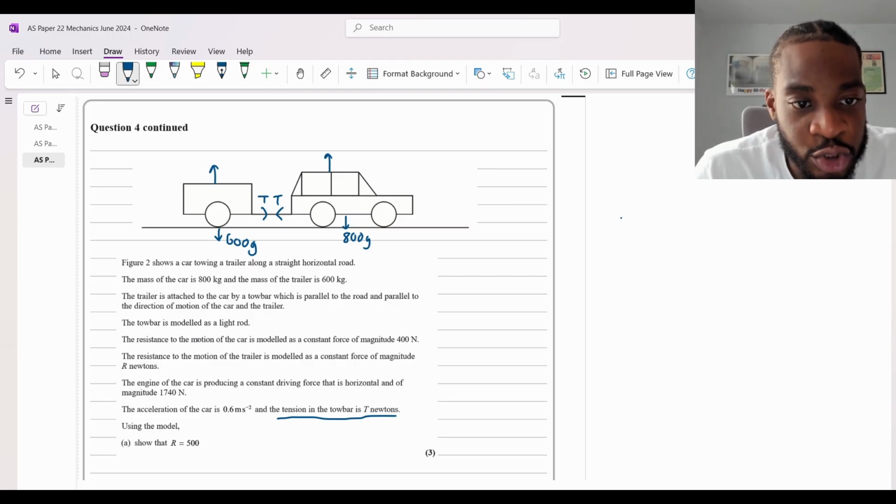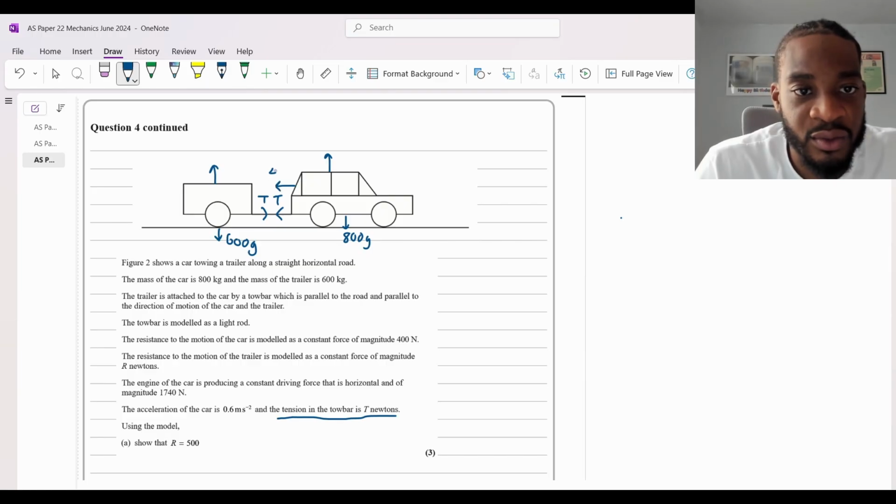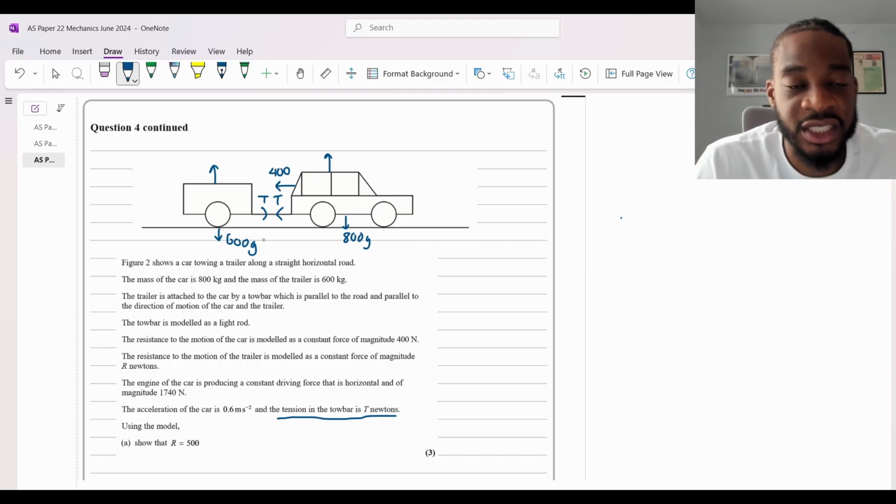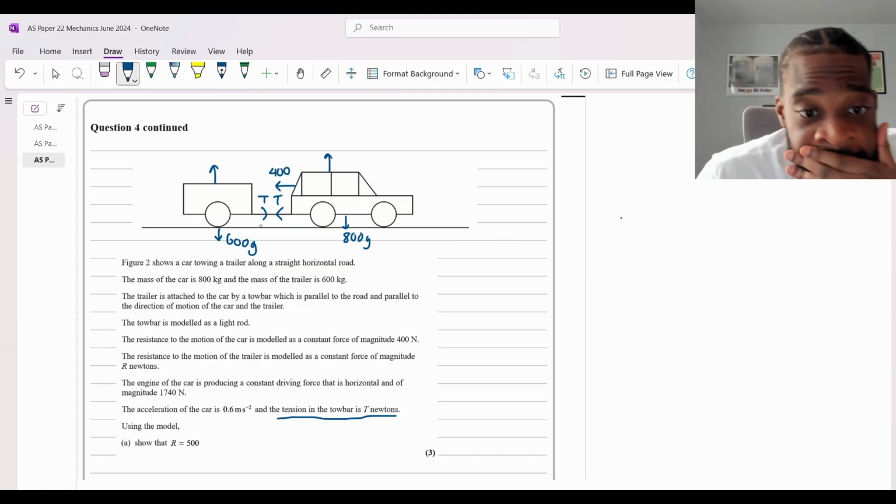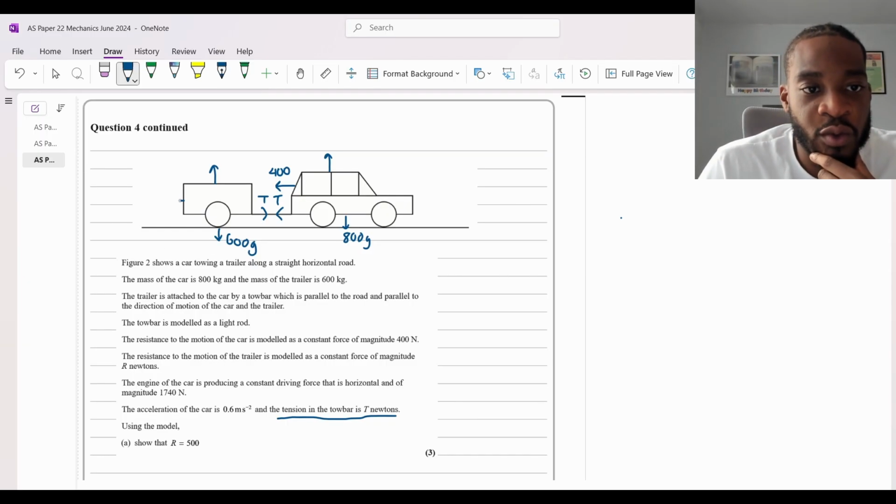Now, smooth road. There's nothing about friction. The resistance to the motion of the car is modeled as a constant force of 400 newtons. So we're going to have a 400 newtons force. I'll just do it there. So 400 going that way. It's resisting the car. What else do we have? The resistance to the motion of the trailer is a constant force of R newtons. So we're going to have an R going like that.